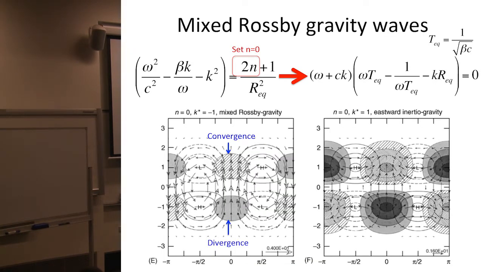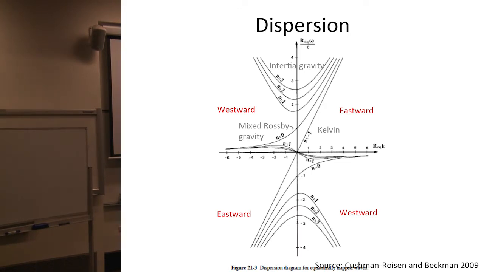If we went back a page, we had the eastward inertia gravity wave. So the n equals zero solution basically comes down to an inertia gravity wave. So it's an eastward inertia gravity wave. Again, it's asymmetric about the equator, and it's eastward propagating, given by these convergences and divergences. Sorry, I should have said the dashed contours are low pressure and the solid contours are high pressure. That's basically the solution. So the eastward inertia gravity waves propagate eastward because they're in the upper right quadrant, and the slope of them is also positive, so both the energy and the waves are propagating eastward.